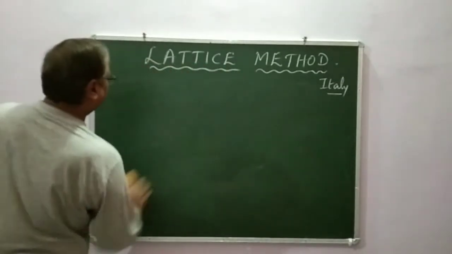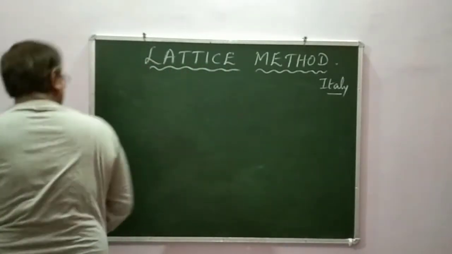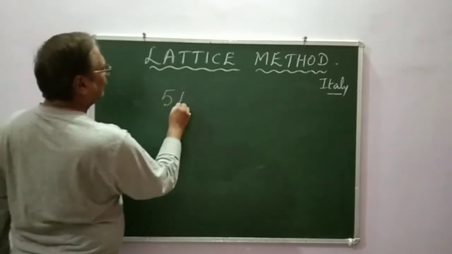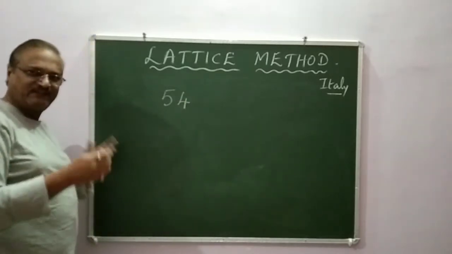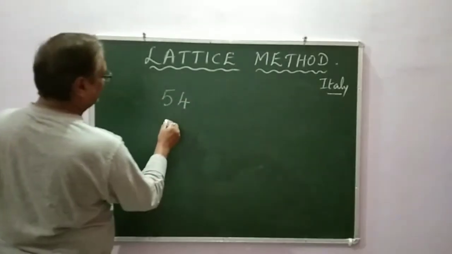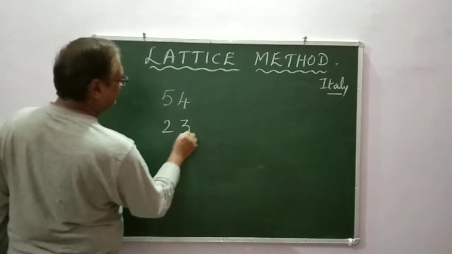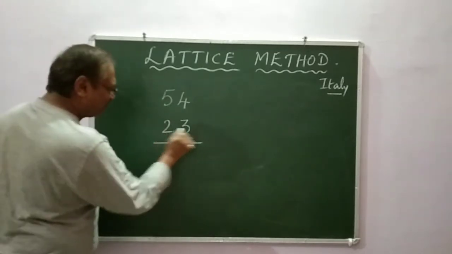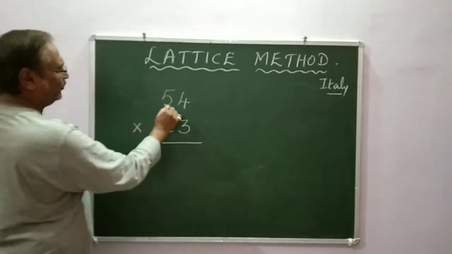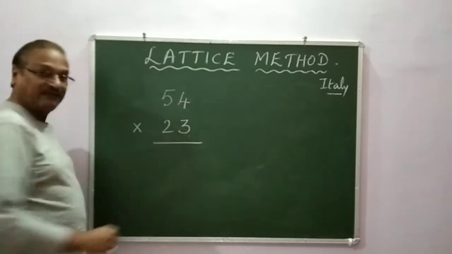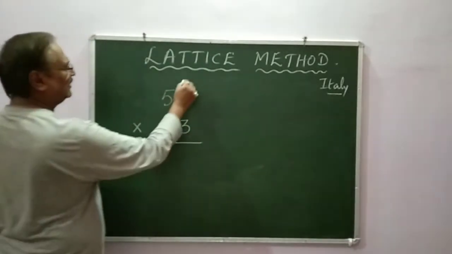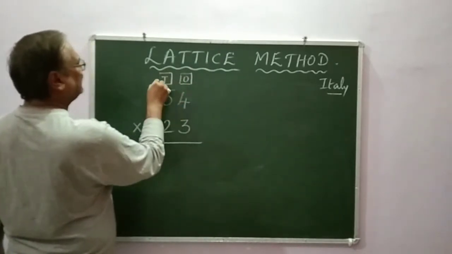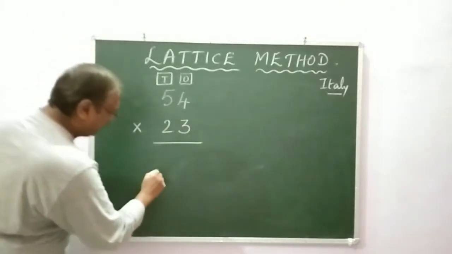So you understand it, right? Now, let the number be, let us say, 54. One number is 54. I multiply this with 23. This is 2-digit and this is also 2-digit. 54 multiplied by 23. This is the 1's place and this is the 10's place. I don't know the answer.